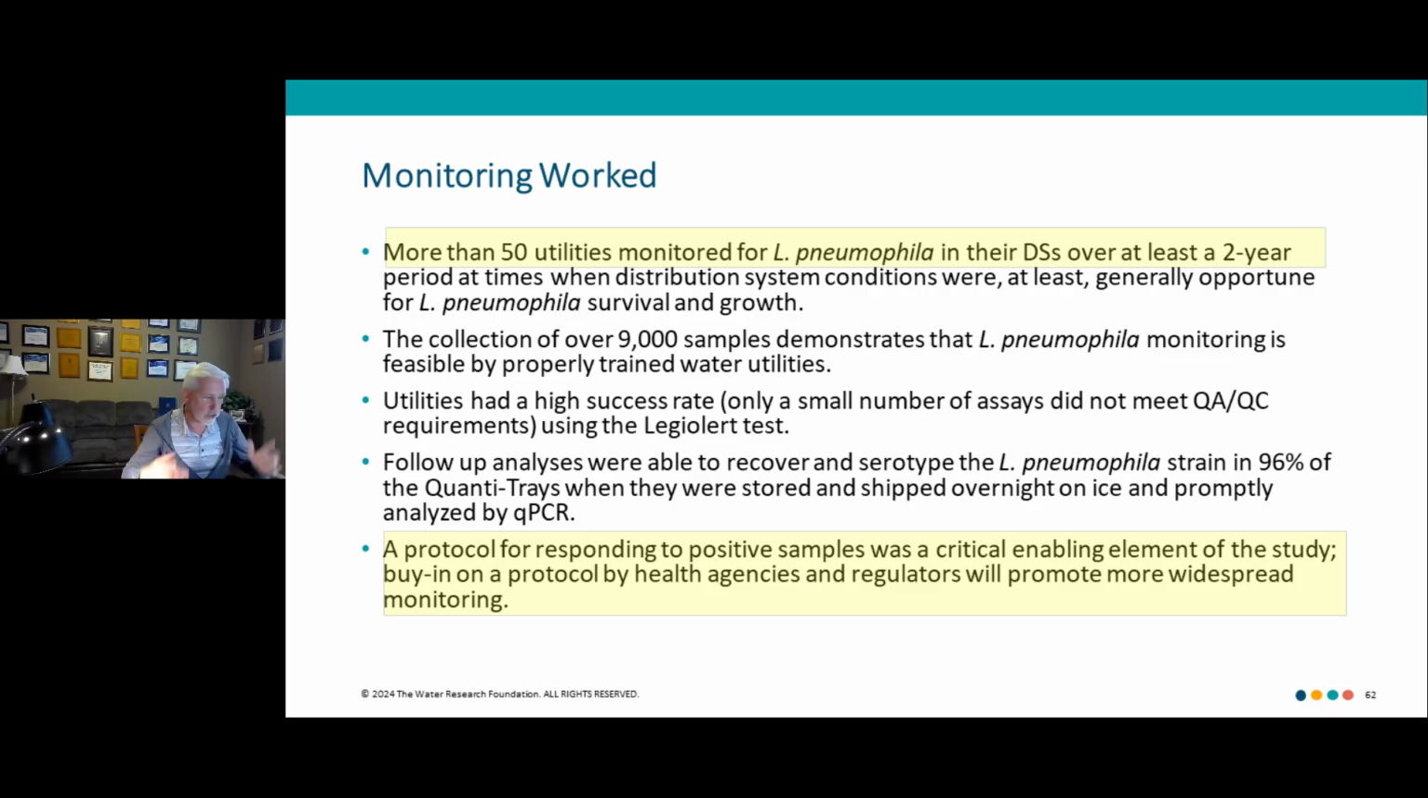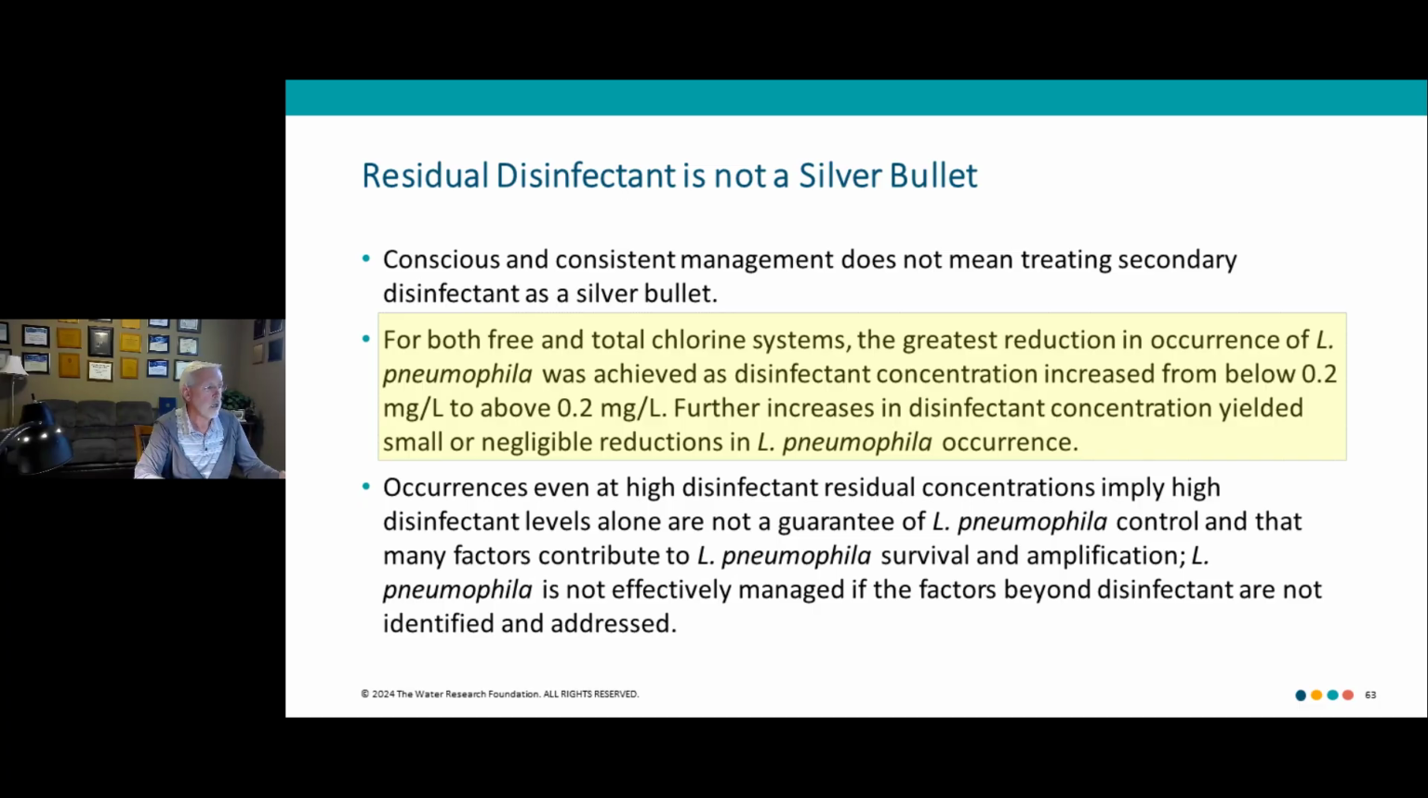Right now, this is just what these researchers thought was a good idea. And as we've talked to regulators, you can like this, you can hate it, you can propose something else, but utilities are monitoring, and we need to have some kind of framework to evaluate those results. And so, this is our best shot at putting that framework together. Disinfectant residuals are not a silver bullet, but that being said, maintaining at least a 0.2 milligram per liter residual in all parts of the system was beneficial.